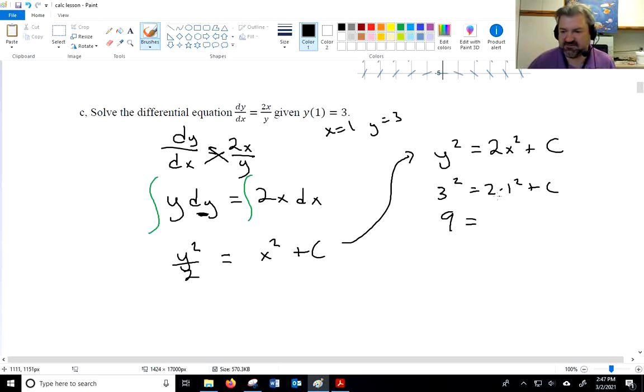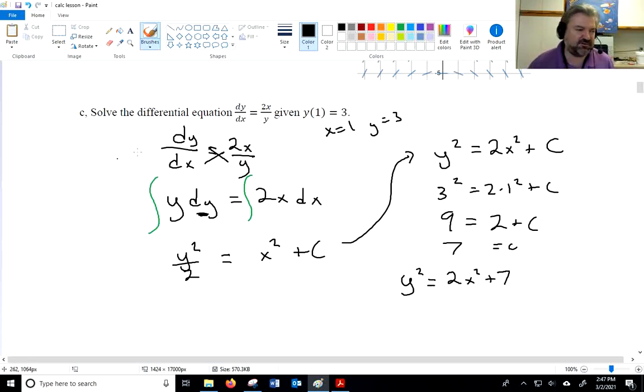So I have 9 is equal to 2 times 1 squared. 1 squared is 1. 2 times 1 is 2. So I get c equals 7. So then I have y squared is equal to 2x squared plus 7.